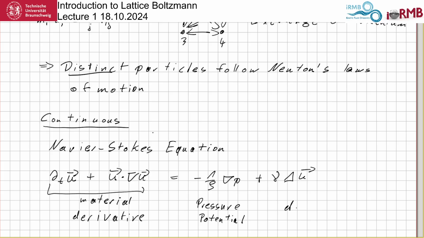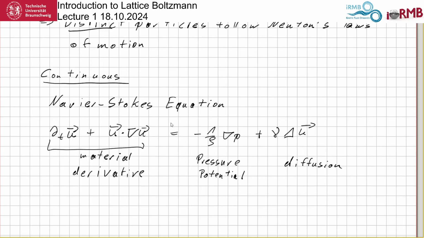And back here we have diffusion. So this is what the Navier-Stokes equation is made up of. We have a material time derivative, so we have a time derivative in the material form. So the material derivative of the velocity is equal to the gradient in a pressure potential and a diffusion term.